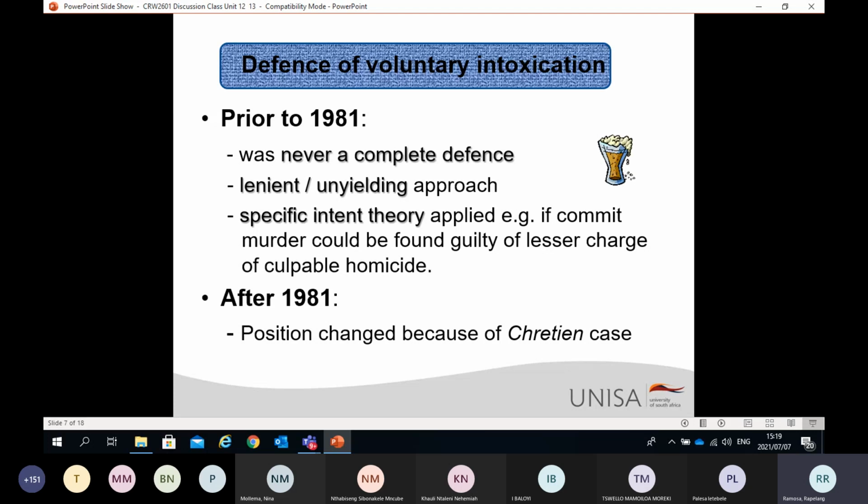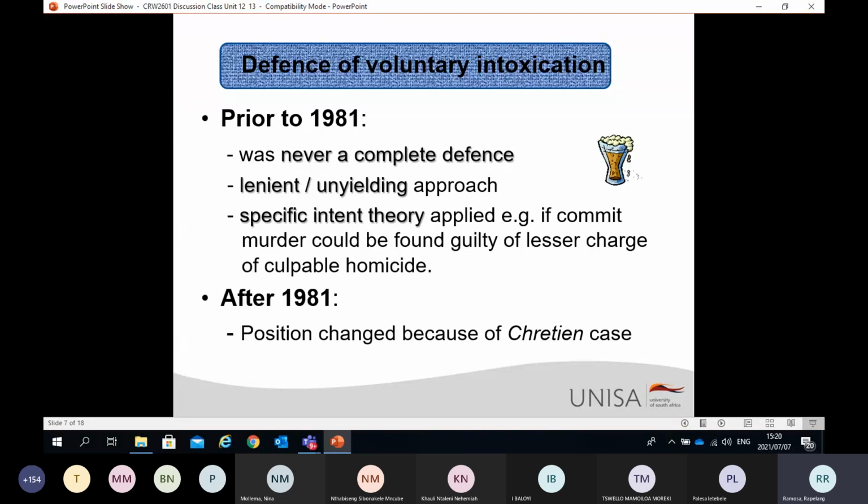He was charged with murder, and the court held that despite the psychiatrist saying that he was intoxicated to the point that he did not know or appreciate what he was doing at the time, the court nevertheless held him guilty of culpable homicide on that basis. The court held, as public policy, that intoxication or the presence of it does not excuse your behavior. The position changed in 1981 because of the case of Cretin.